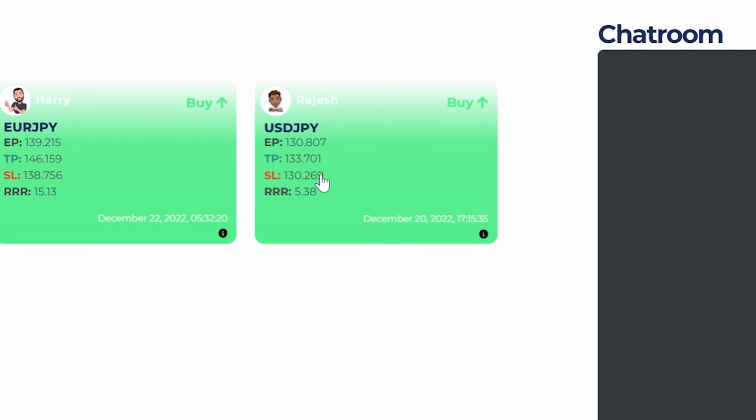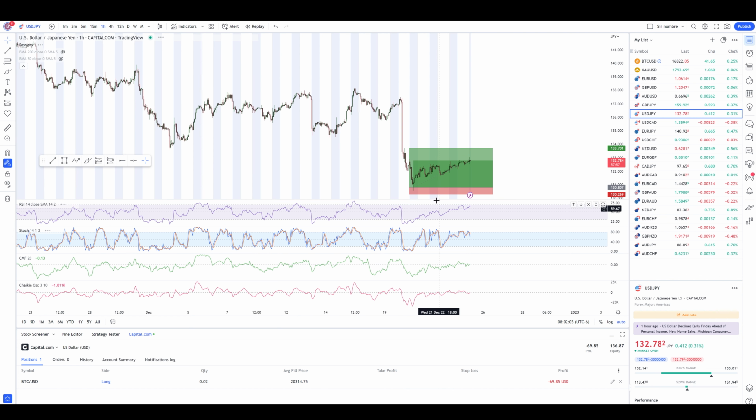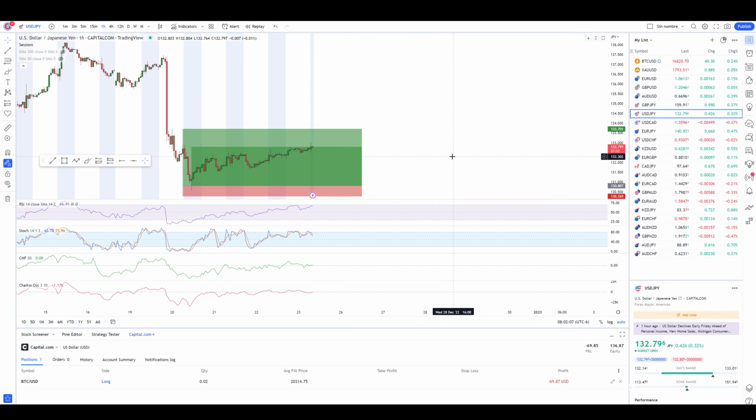The first one is USDJPY right here. We got the entry price, the take profit, and the stop loss level, and the risk reward ratio is 5.38. What is a risk reward ratio? It means that you're risking, how many pips are you risking here? 53 pips, but you're targeting 289 pips. This is still an active trade that a lot of people are commenting on the site. They are making money live right now in this specific position.